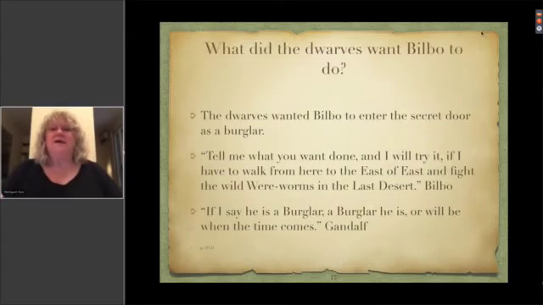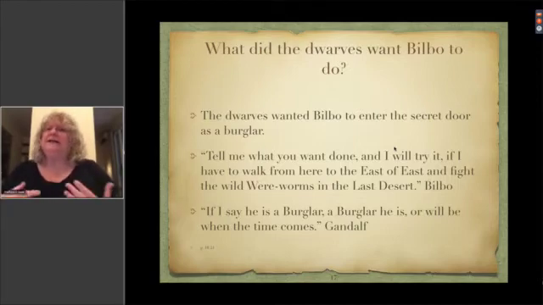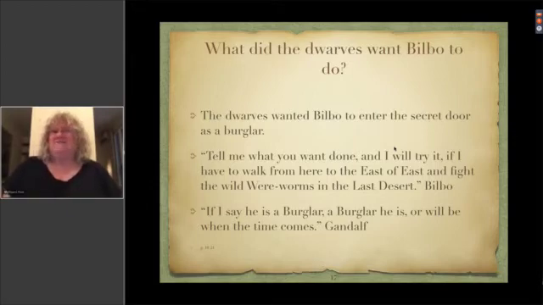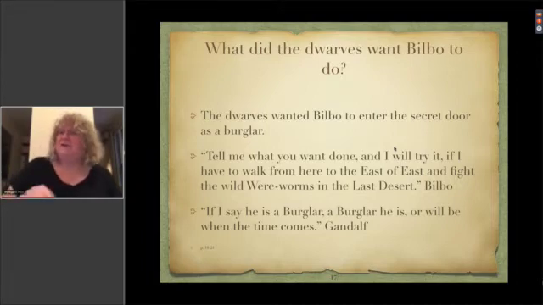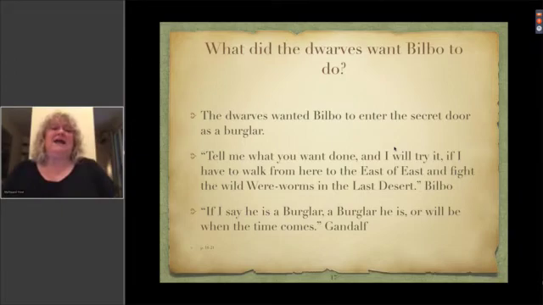And what did the dwarves want him to do? Well, they wanted him to enter the secret door as a burglar. And they were not so sure that he was the man for the job. They even expressed, nah, it seems more like a grocer than a burglar. And Bilbo didn't like that, so he said, tell me what you want done, and I will try it, if I have to walk to the east of East and fight the wild werewolves in the last desert. That's what Bilbo said. But then Gandalf, remember Gandalf picked him to go on this adventure. Gandalf says, if I say he is a burglar he is, or will be when the time comes.